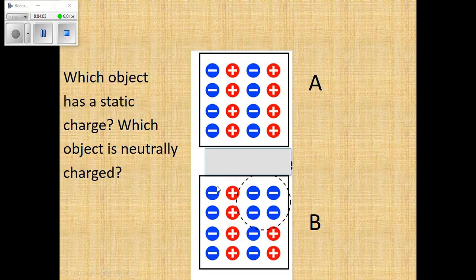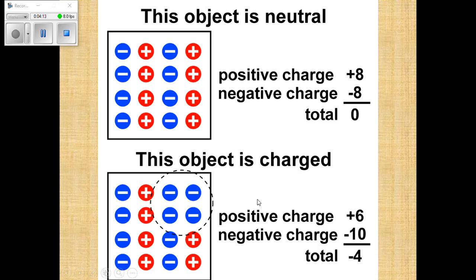This one, if you notice, we've got only 6 positive charges and 10 negative charges. So this one here, object B, is negatively charged. Object A is neutral. Okay, so we can get these charges either way by having either too many electrons or too few electrons. But again, the important thing to remember when you're looking at static electricity is that only the electrons can change.